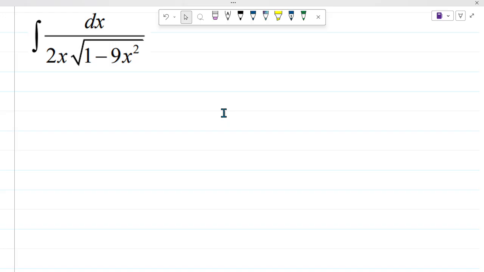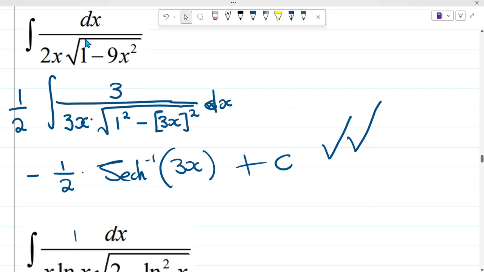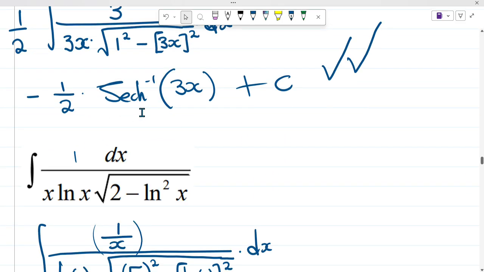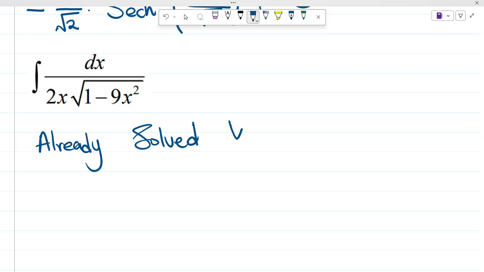All right, I think this question is repeating, guys. I already solved this question of 1 over this. So please let's not do it. I already solved it. Here it is, guys. So don't worry about it. I just repeated it. Already solved.